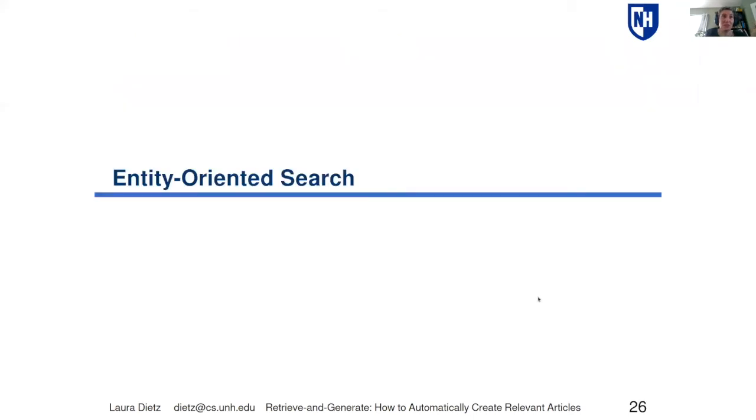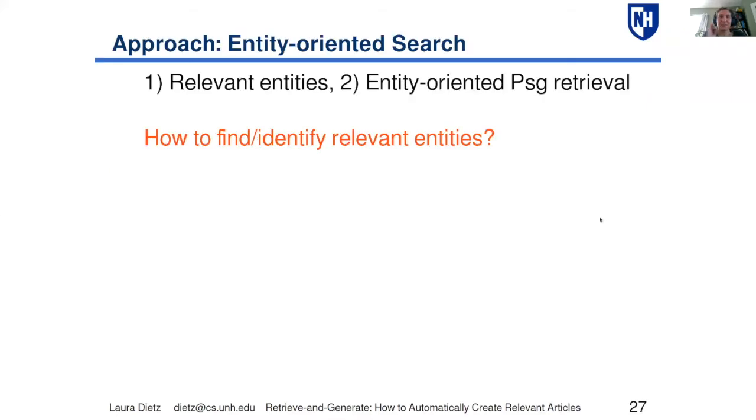All right. So that's what I want to say about clustering. Let me say a few things about entity-oriented search, and you can stop me if you get bored by this. The idea of entity-oriented search is we first identify which entities are relevant. Then we use these entities to help us find better passages. So most of what I'm going to talk about in the next couple of slides is how to find and identify relevant entities.